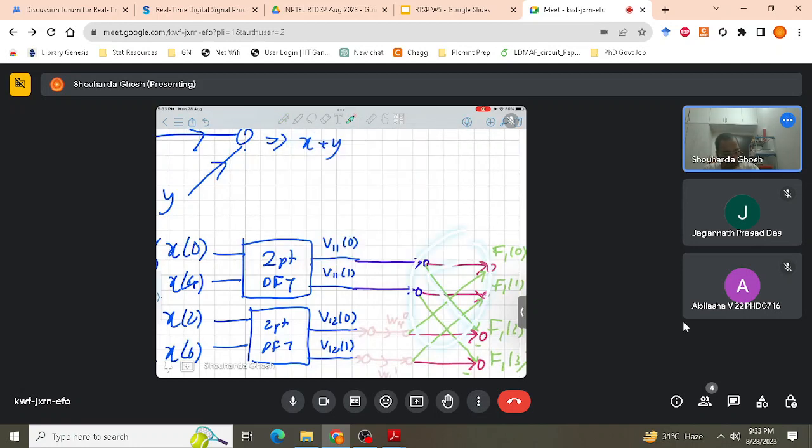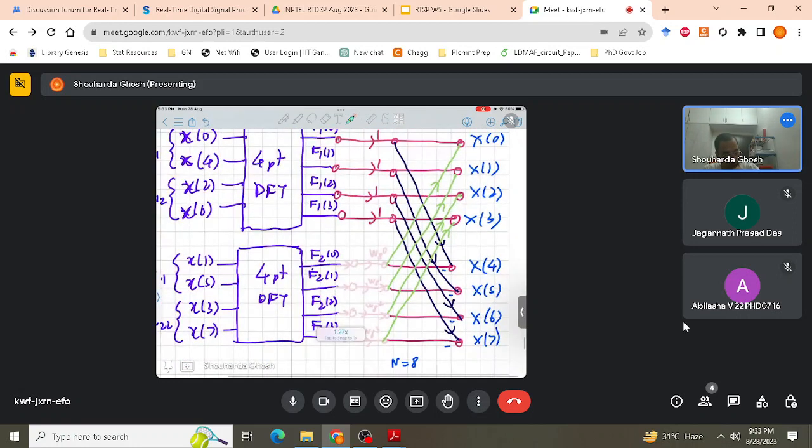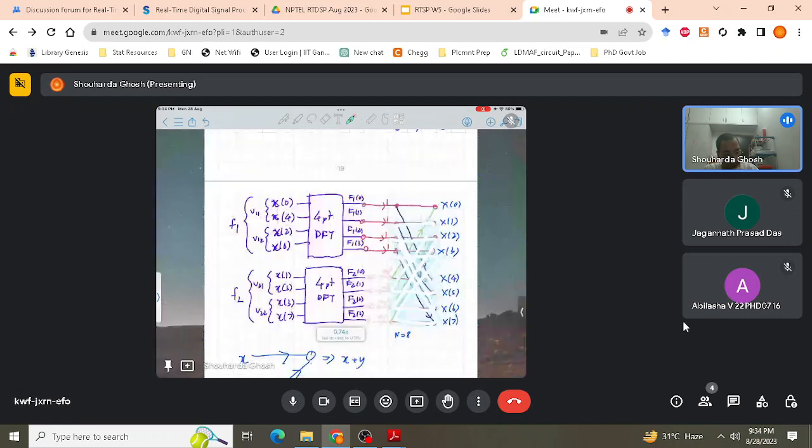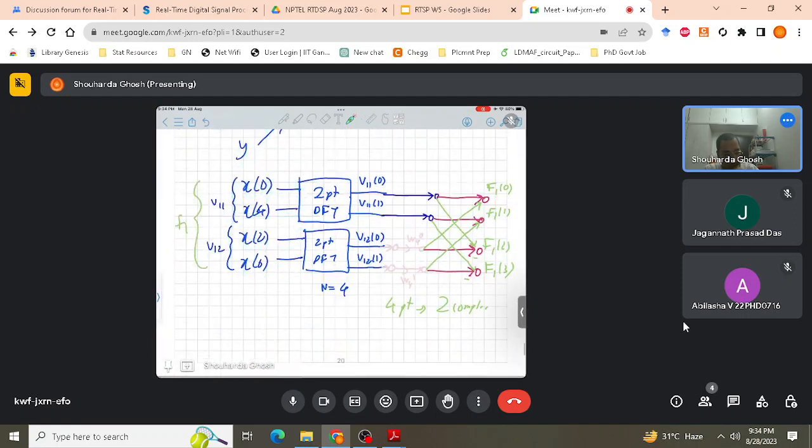This is a butterfly. This is a butterfly. Here also in the 8-point, this is a butterfly. This is also a butterfly. This is also a butterfly. This is also a butterfly. So this FFT structure is full of butterflies as well as twiddle factors.